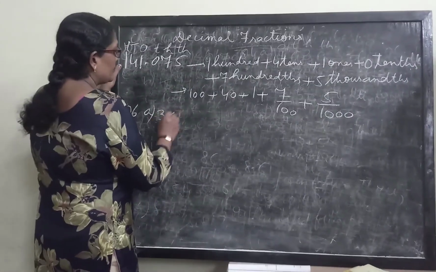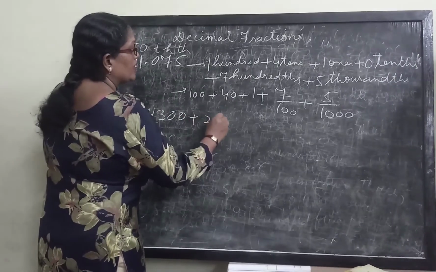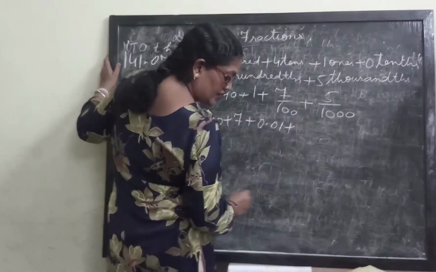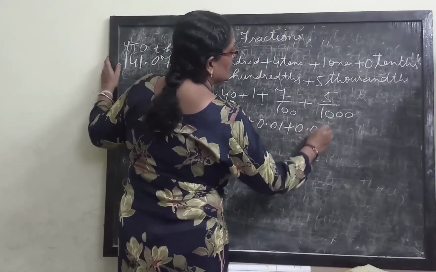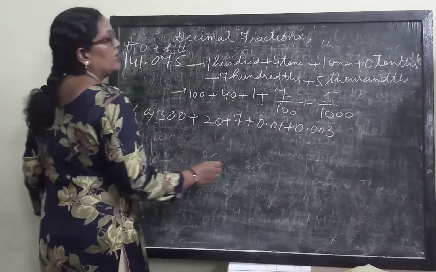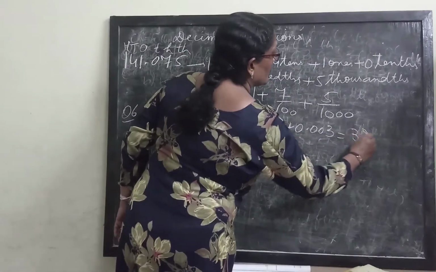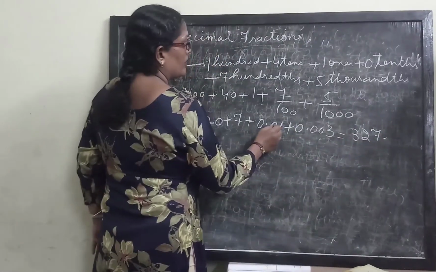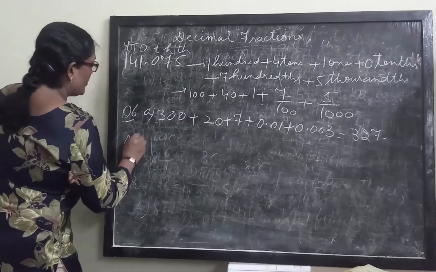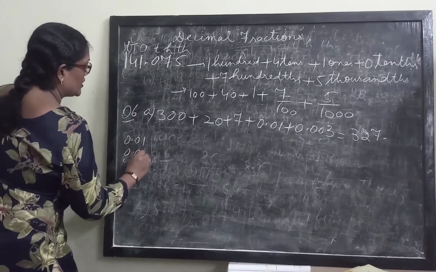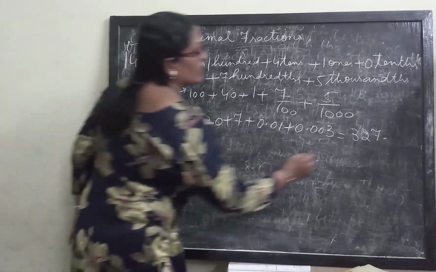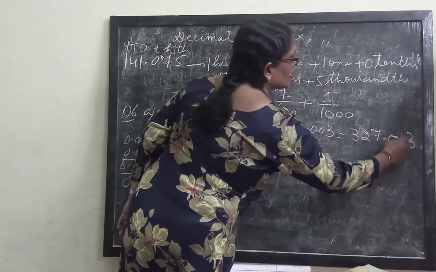See here, 300 plus 20 plus 7, 0.01 plus 0.003. Very easy method. Here you can write 300 plus 20 plus 7, 327 point 013. You can add it like this. 0.01, 0.003. What you are getting? 0.013. This is the answer.